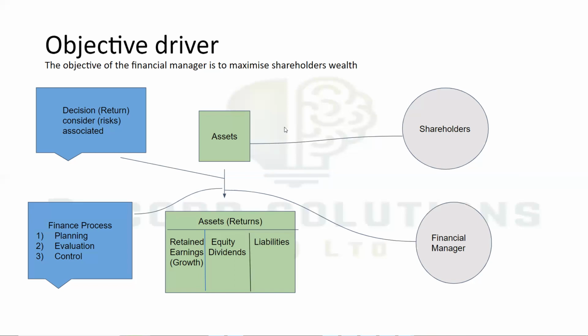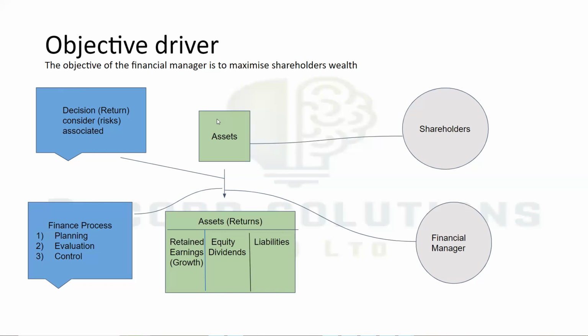And then the money that's left in the entity, you're going to use to buy other assets and grow your business. And that's shareholders' wealth, right? Now, what are these two diagrams?